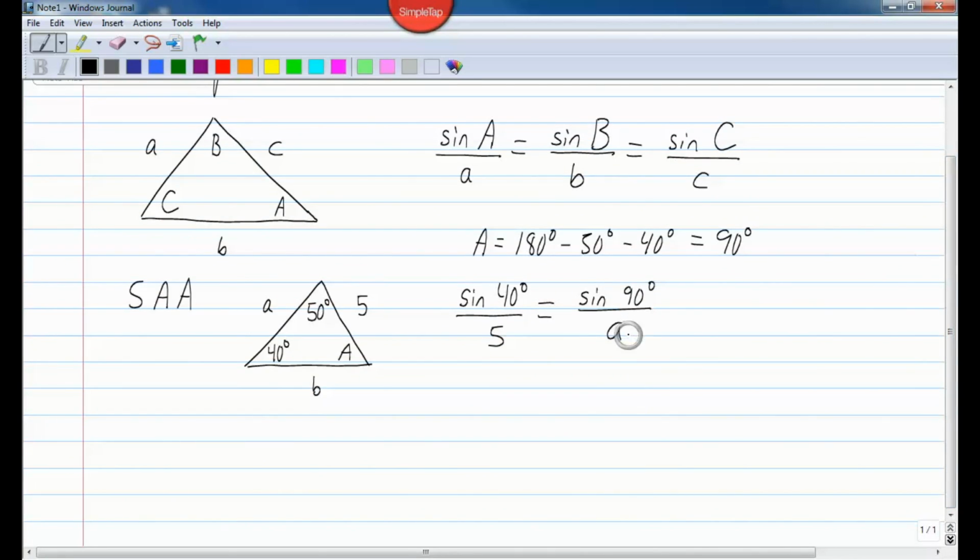So, to solve for A, I would cross multiply. So you're going to say A times the sine of 40 degrees equals 5 times the sine of 90 degrees. Alright, and to get A by itself, I divide both sides by the sine of 40 degrees. Alright, and so now I'm going to have to use a calculator to work this out. Make sure your calculator is in degrees.